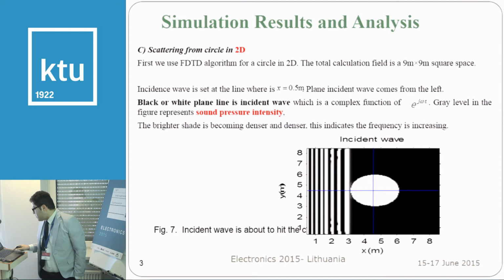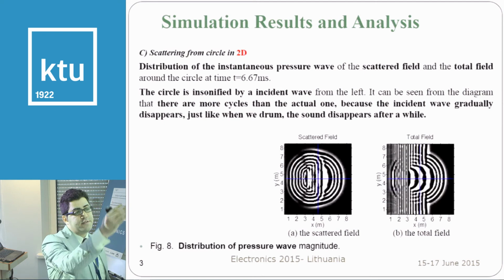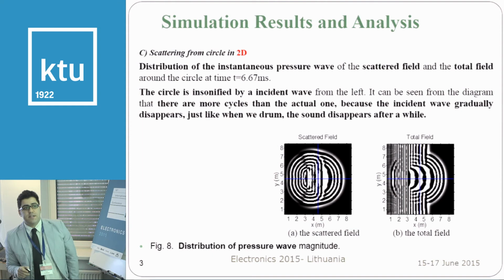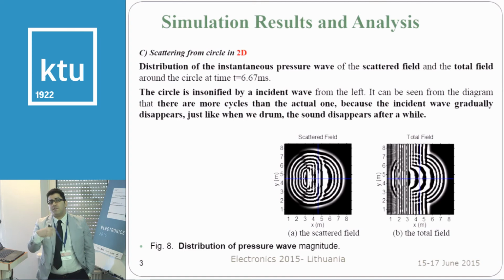If we continue the analysis, we see that the original object consisted of only one circle here, but after the sound wave comes, hits, and penetrates into the object, we now have more than one circle. For example, here is one, another one is on this side, and here you see there is one circle and another circle. The reason we have more circles is that the incident wave is disappearing. It's like a drum, and the sound wave is also disappearing after a while.